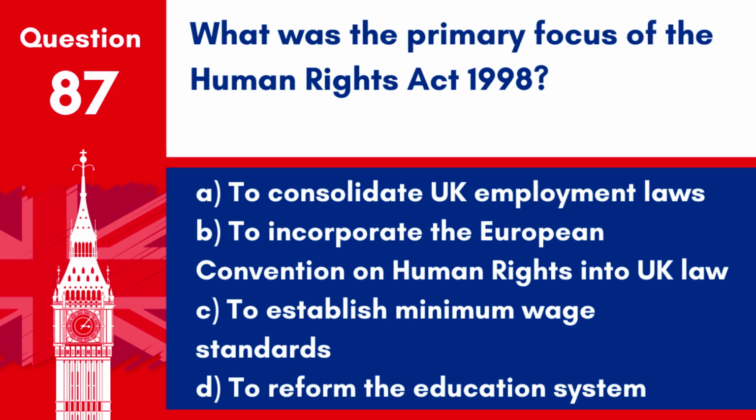Question 87. What was the primary focus of the Human Rights Act 1998? A. To consolidate UK employment laws. B. To incorporate the European Convention on Human Rights into UK law. C. To establish minimum wage standards. D. To reform the education system. Answer: B. The Act was primarily focused on incorporating the European Convention on Human Rights into domestic British law, ensuring that individuals could defend their rights in UK courts.